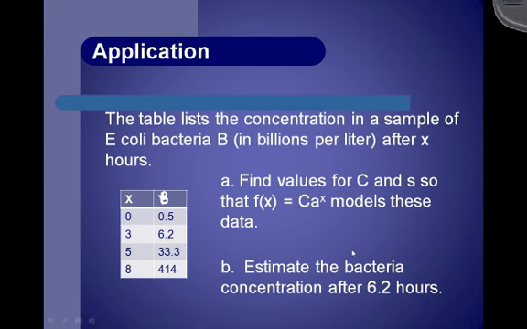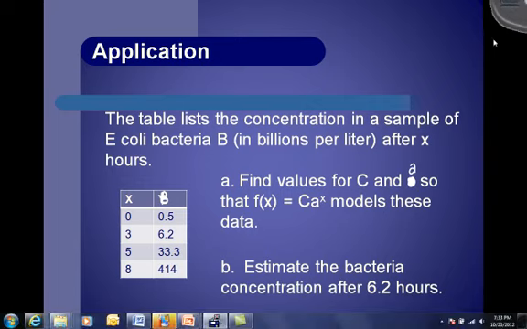Now let's do an application involving our calculator and regression. The table lists the concentration in a sample of E. coli bacteria B in billions per liter after X hours. Find the values for C and A so that C A to the X models these data. And then B part says estimate the bacteria concentration after 6.2 hours.